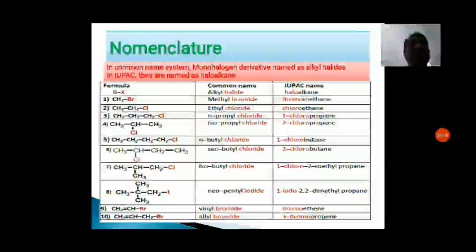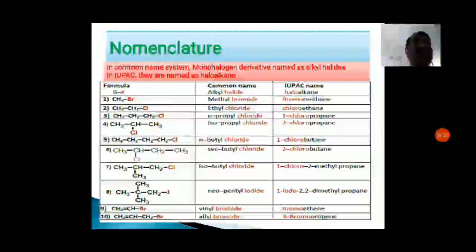So the first example is CH3Br. In the common system its name will be, it is a methyl group and it is a bromide, therefore it is called methyl bromide. But in the IUPAC system its name will be, CH3 is there, therefore it is methane, bromomethane. The second example is CH3CH2Cl. In this second example the alkyl group is the ethyl group and the halogen atom is chlorine, therefore it is called ethyl chloride, and in IUPAC its name will be chloroethane.